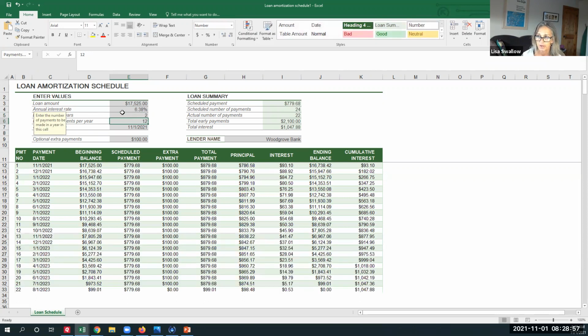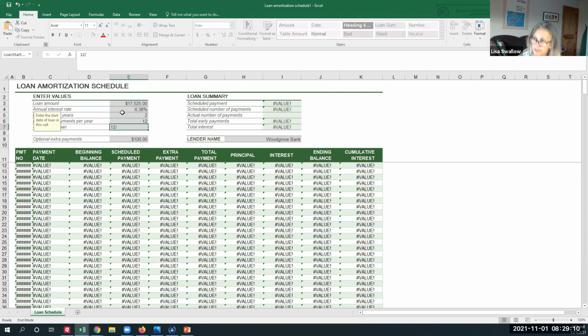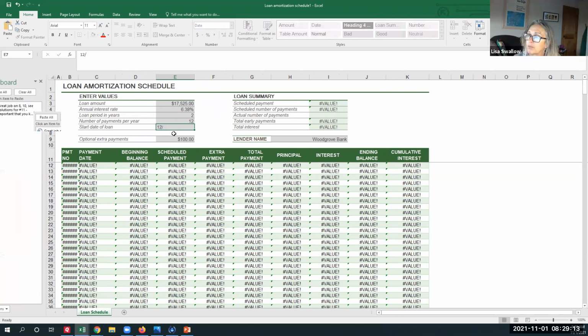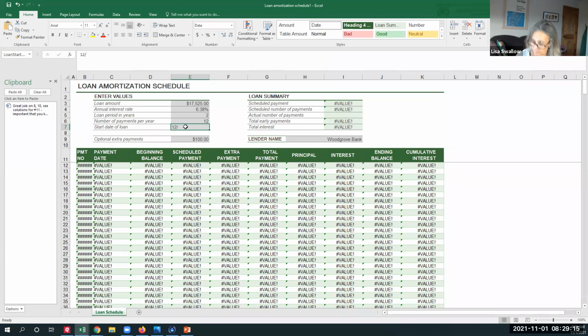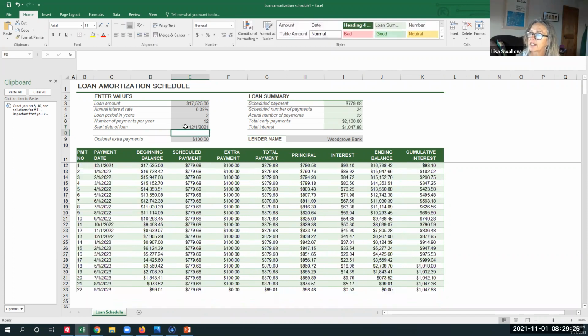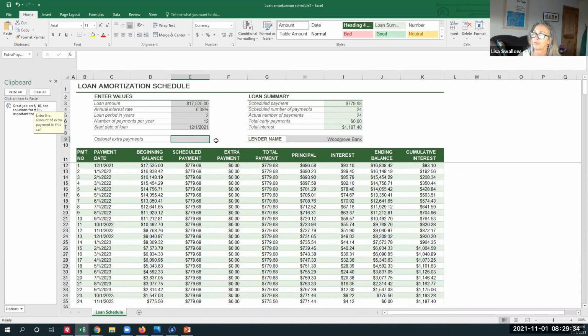How many times a year do I pay? I pay monthly, so 12. And when's my first payment due? So let's say that's on December 1st. 12/1/21. And then it's asking, are you making an optional extra payment? I can play with this and I'll do that in a second, but at this point, no.